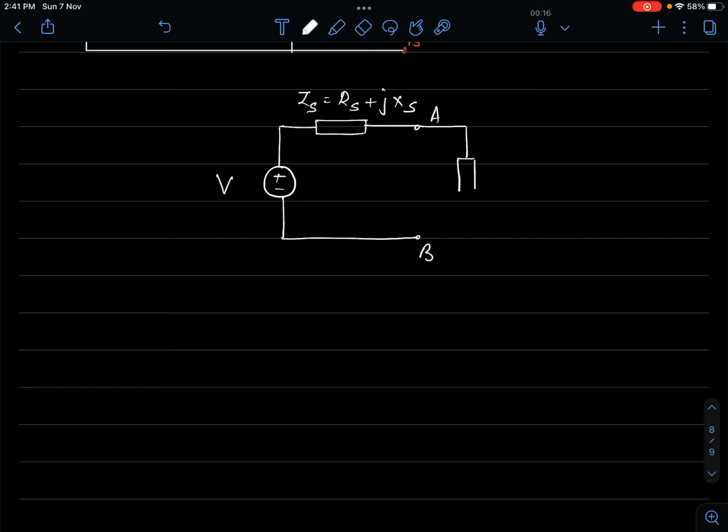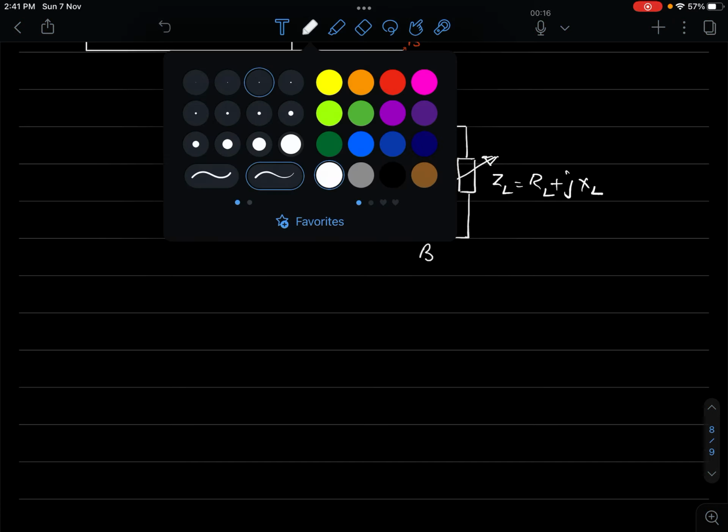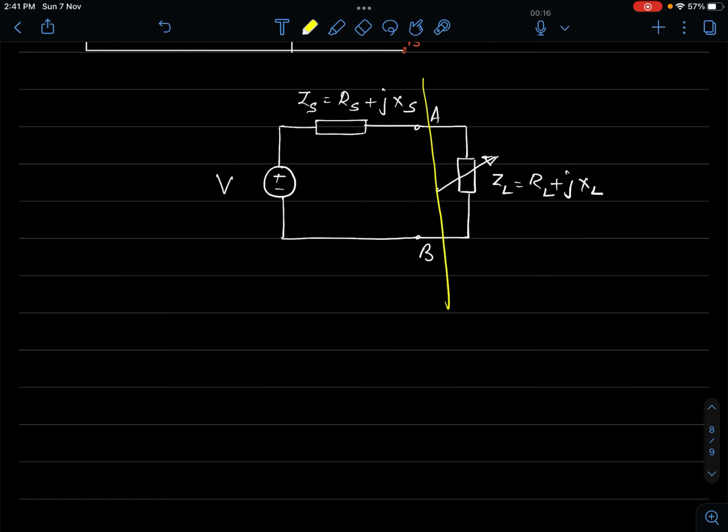Suppose I connect a load here across A and B, and I am capable of varying this load. Let me presume that I am capable of varying this load. This ZL, again I presume in rectangular coordinates, is, let us say, RL plus jXL. So this is the arrangement I have. I am able to vary ZL, and there is a source. Where is the source? On the left side of AB, we have the source. This side, we have the load.